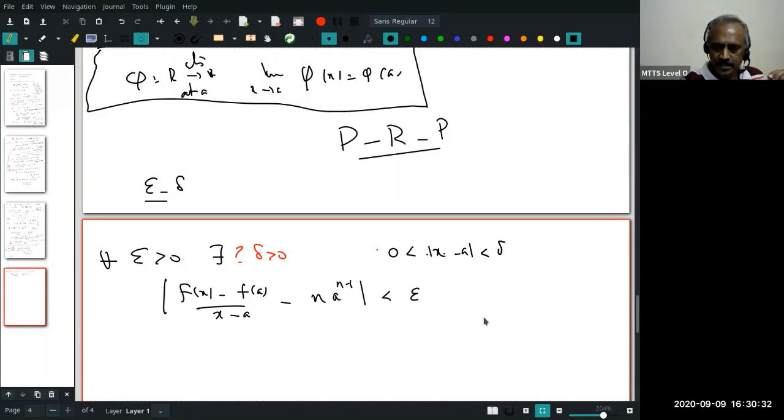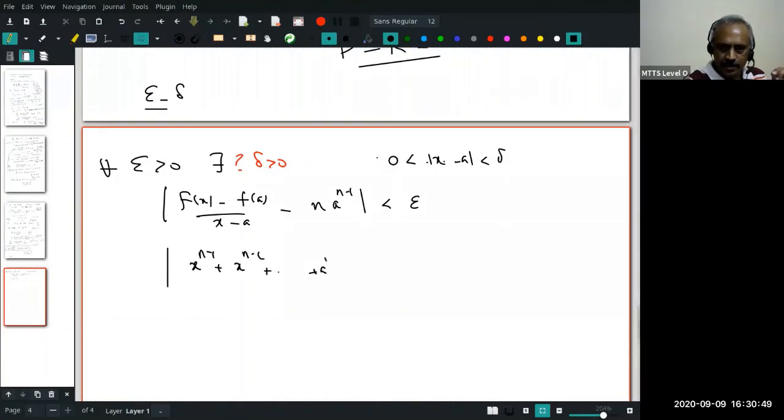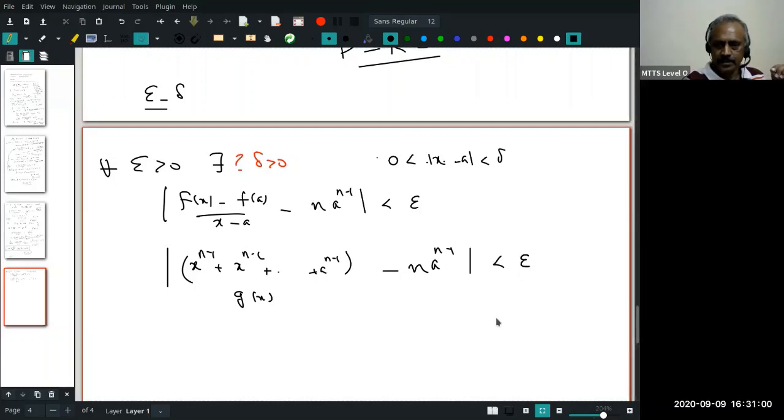Do you understand this? How will I do that? The way I will do that: this I know. What is f(x) minus f(a) by x minus a? That is x to the power n minus 1 plus x to the power n minus 2 times a, up to a to the power n minus 1. Call this g of x. Then g of x minus n times a to the power n minus 1 is less than epsilon. But this is nothing other than g of a.